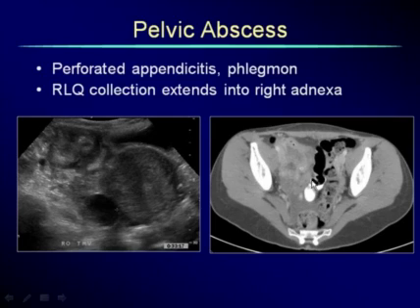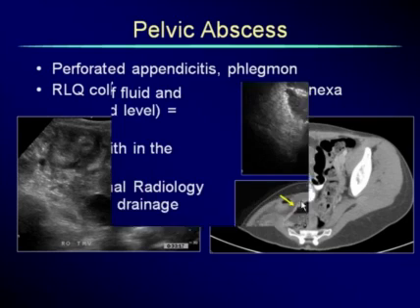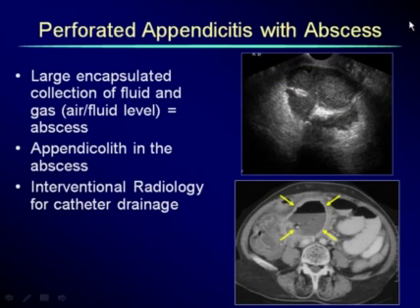The bowel is pushed, so there's a mass effect, there's fluid in the pelvis, and actually that was an appendicolith. This was the ruptured appendix, and the appendicolith fell out into the pelvic cavity. This can go on then to look like an abscess.